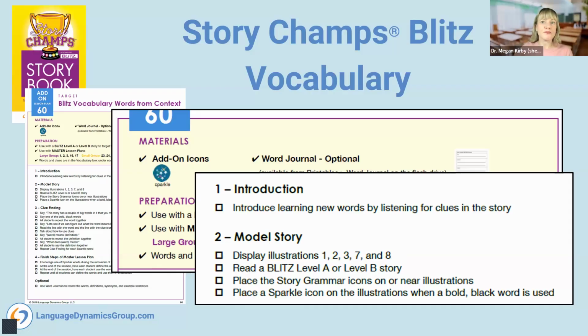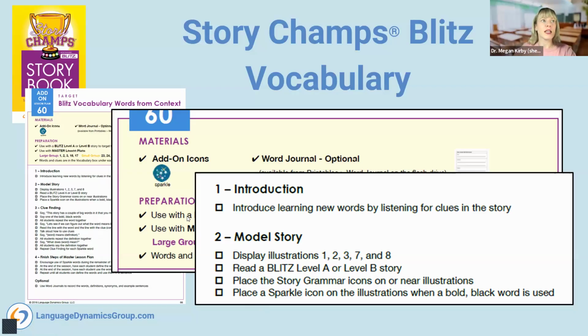Then I read the story, and I'm putting out the story grammar icons. I don't put out sparkle icons yet. And when I come across one of those 2 or 3 words that I've picked out or targeted, those black bold words, I put out a sparkle icon. So that's what we would do. Then I would continue with implementing the rest of the lesson plan. I would say, all right, let's see if we can figure out what that word means. I'm going to reread it, and I want you to listen out.